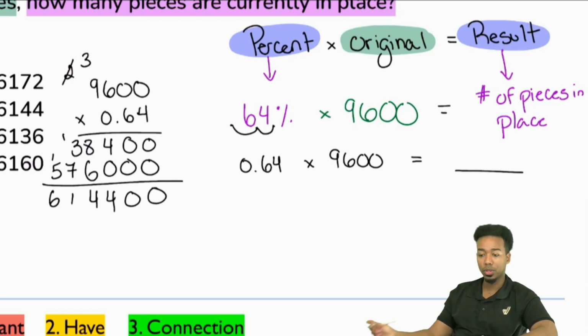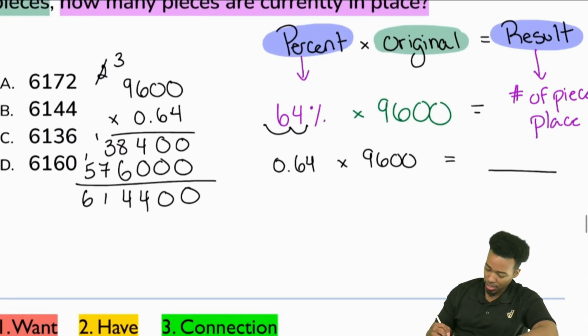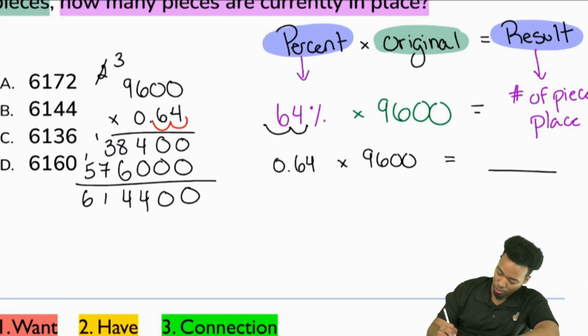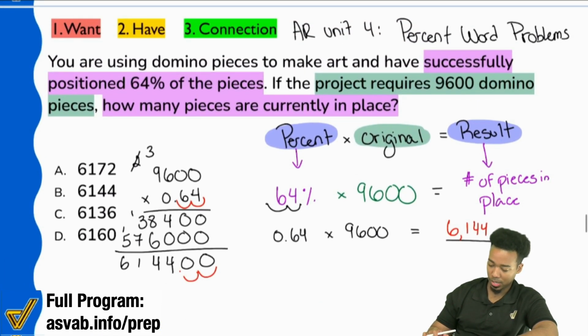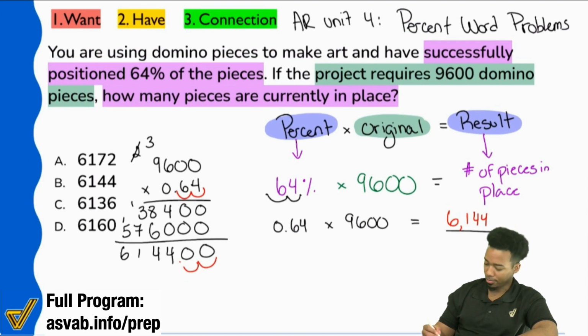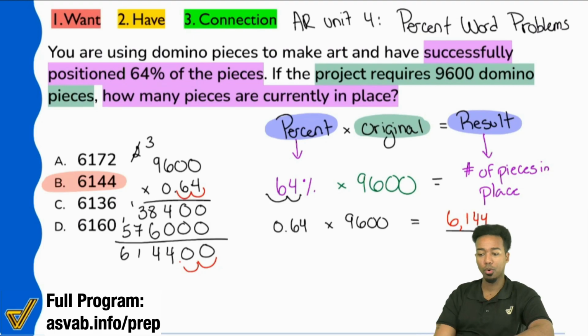Everyone, what do we do to finish this up? What do we got to do? Right, we're going to bring the decimal places back. So that'll end up being 1, 2, 1, 2. So that'll be 6,144 pieces that are in place currently. And there, boom, that'll be B, 6,144.